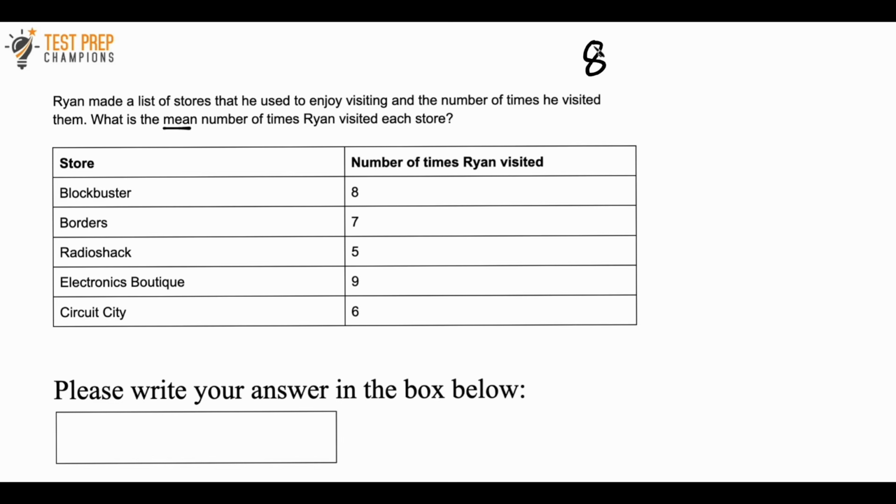So I'm just going to take the numbers here one by one, 8, then I'm going to add 7, then I'm going to add 5, then I'm going to add 9, then I'm going to add 6.